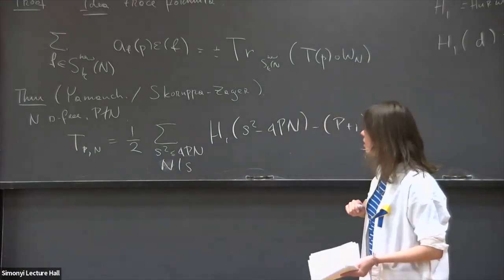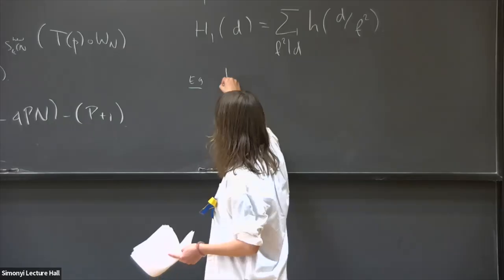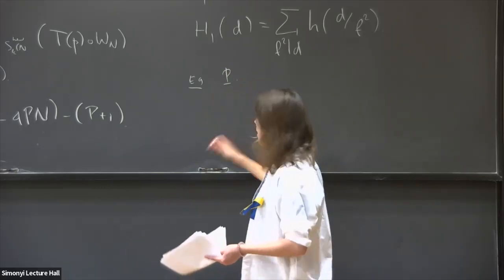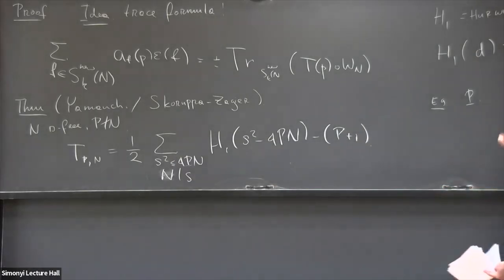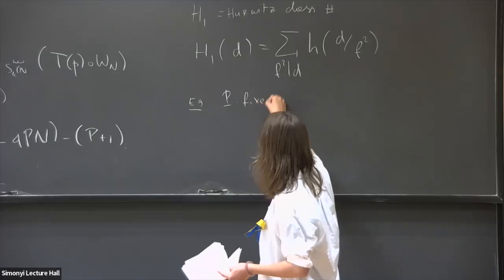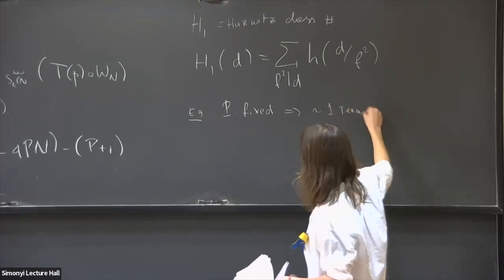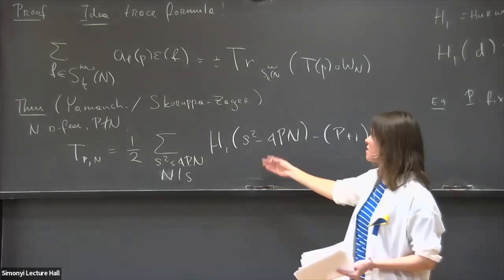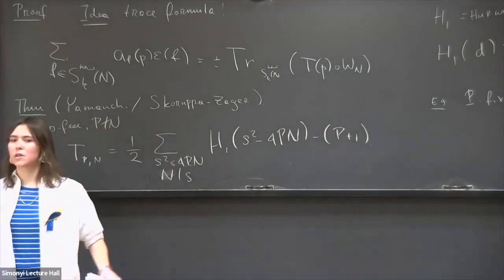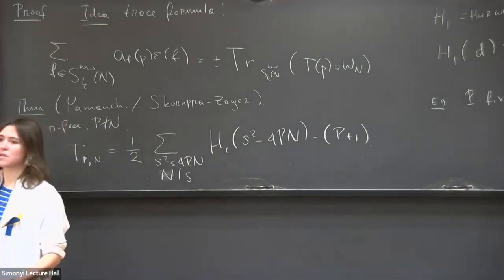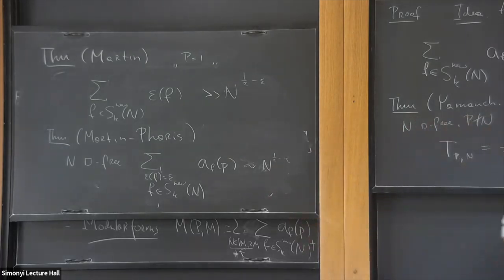So in particular, if you imagine fixing p and n getting larger and larger, then there's asymptotically only going to be one term in here. And this term is going to be a class number, something like h of minus 4pn. And using class number bounds, you can already see this excess from just this formula. It's going to be of size square root.